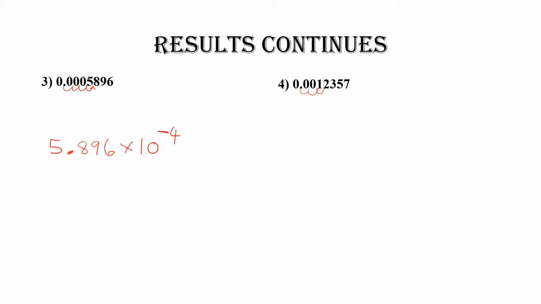So then we have 1.2357. And here we move 1, 2, 3. So that will be times 10 to the negative 3. Right? And easy does it. Just like that is how we basically do standard form and standard notation.